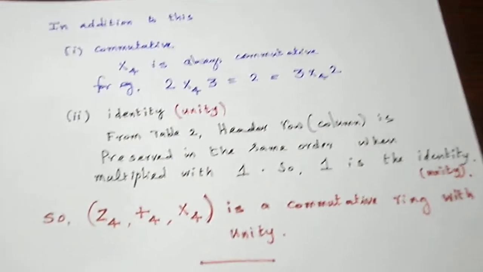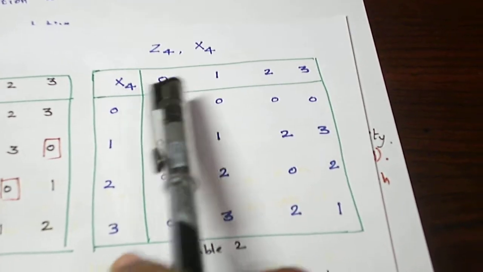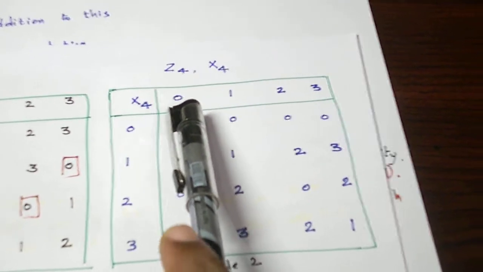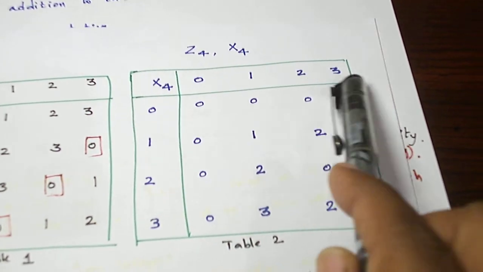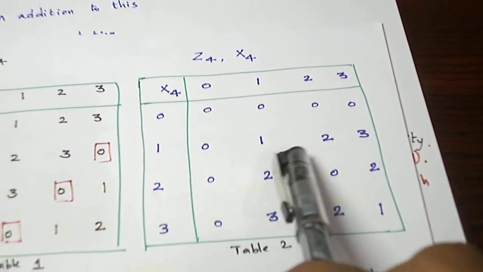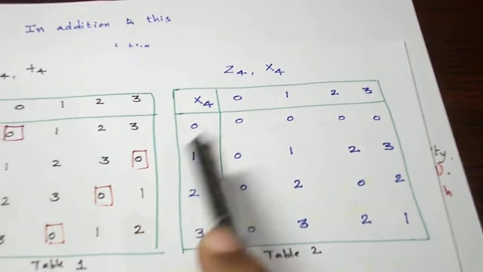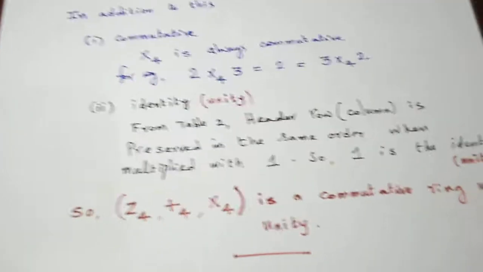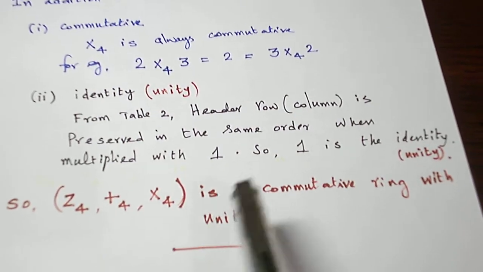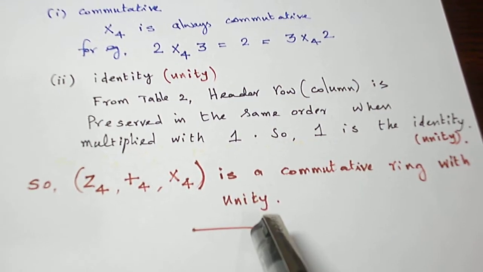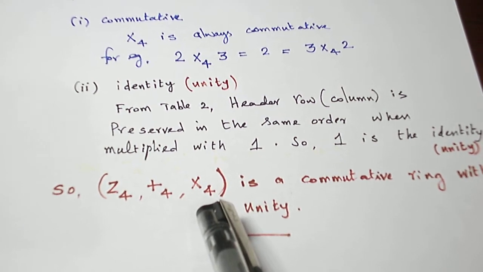Identity: if we take table 2, the multiplicative identity is 1, that we know already, and let us verify it using the table. The header row 0, 1, 2, 3 is repeated in the same order when it is being multiplied by 1. So 1 is the identity, that is the unity element. So we can say Z4 is a commutative ring with identity, with unity, with respect to the two operations, addition modulo 4 and multiplication modulo 4.